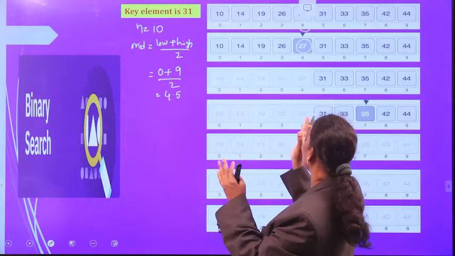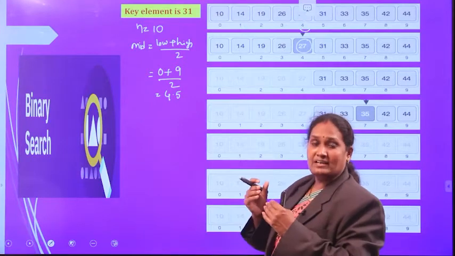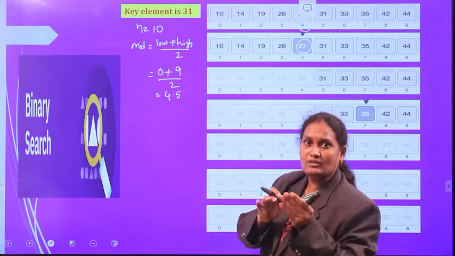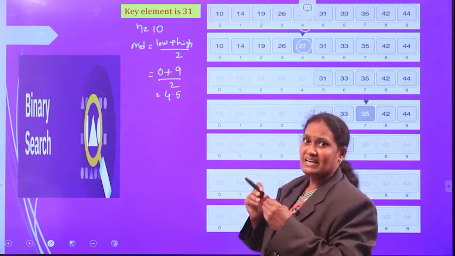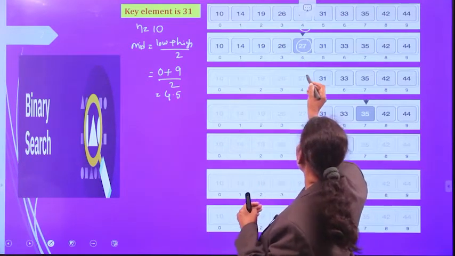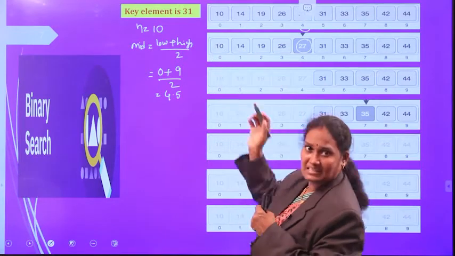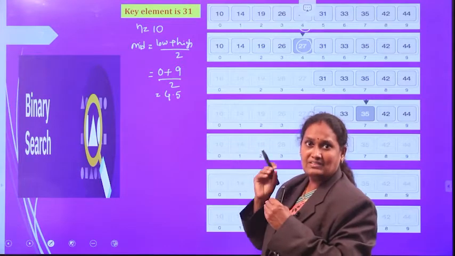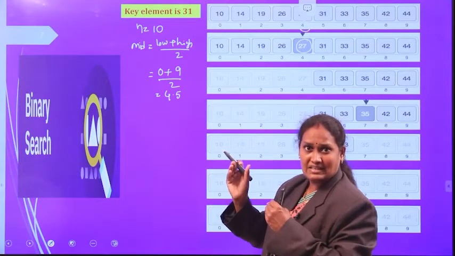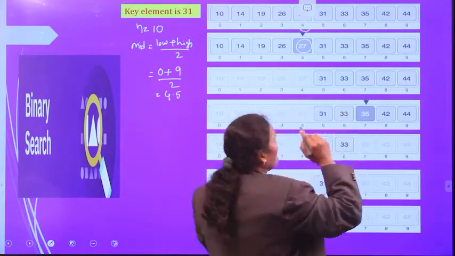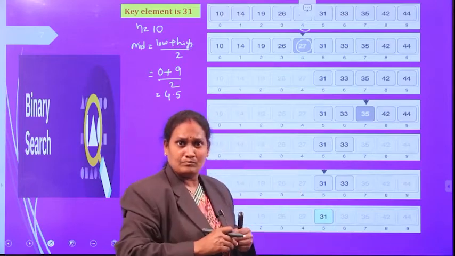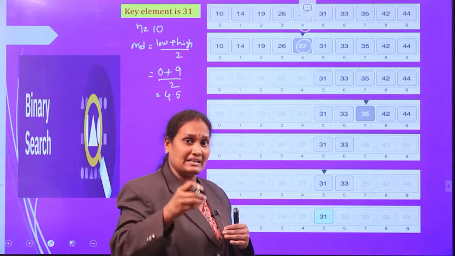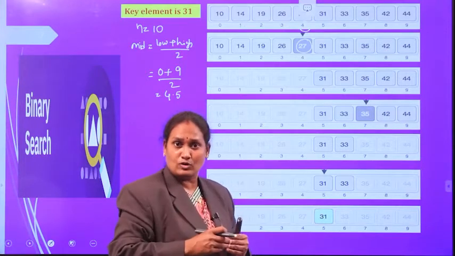Since both are not equal, I am going to find whether the given key element is greater than the mid element or less than the mid element. Let us see. Here the mid element is 27 and our key element is 31. 31 is greater than 27. So where may that 31 be present in the given array? After 27. How are we saying that 31 is present after 27 only?